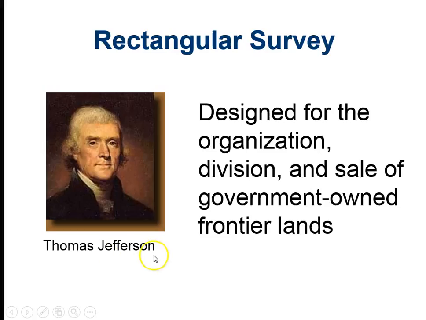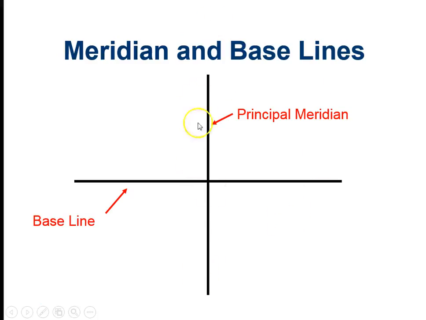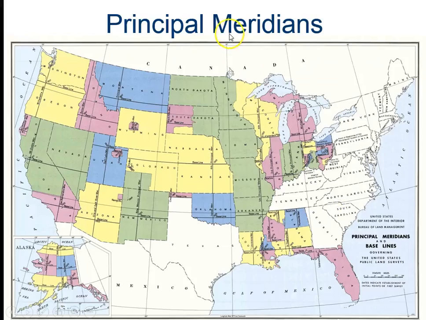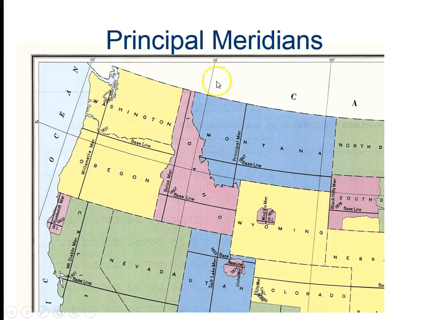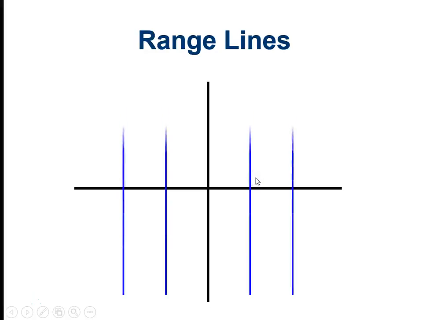Then Thomas Jefferson came up with this rectangular system. Everything is in principal meridians and baselines. And this is how the whole globe is lined up. These things are called meridians, right? And then that's what everything is labeled against. So here, these are principal meridians going this way, north and south. These are range lines. Principal meridian, range lines.